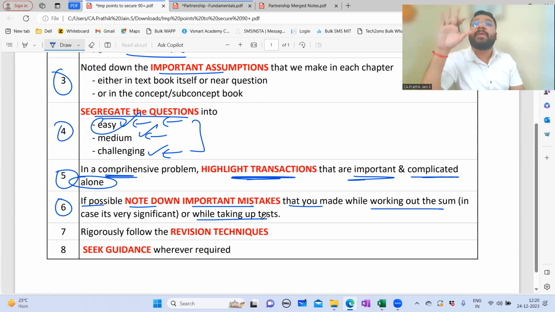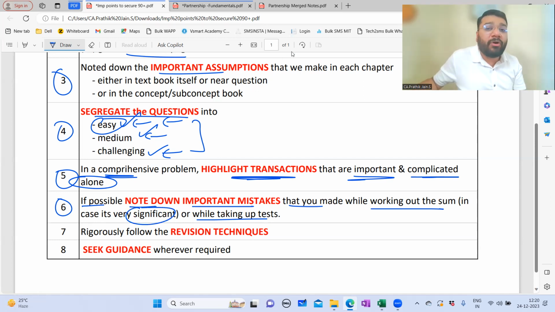If possible, please make a note of the mistakes you're making. Now you cannot say, sir, in every question I make a mistake, out of 80 I'm getting 30 or 40, so the remaining 40 marks are by God's grace only. I'm telling you, note the significant mistakes which you feel you might forget, and which are very important for you to remember. Only in such a scenario will you make a note of it. Okay? Point number 7, the revision techniques.